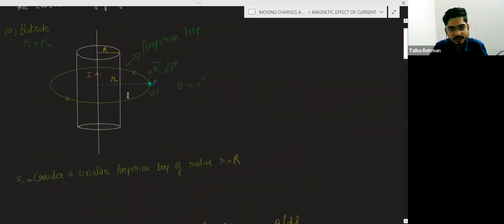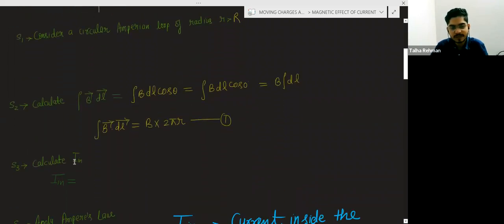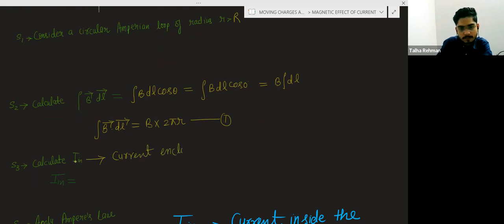Now what you will do, you will calculate the current enclosed by this loop. What will be the current enclosed by this loop? I is the current enclosed by the loop. So calculate I in. I in means current enclosed by loop. I in is I, and now you will apply Ampere's law.